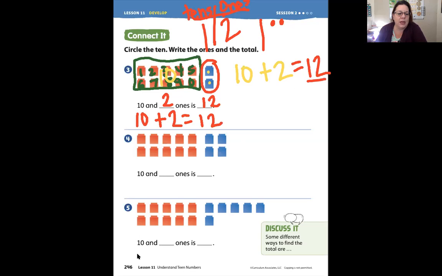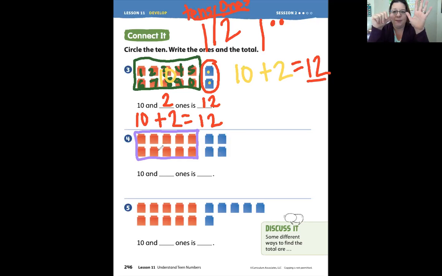All right, so now we're going to move on to the next problem. Again, we need to circle the 10 and write the ones in the total. So how many 10s do we have here in all? Do we have 10 10s? Whoa, tricky question. How many 10s? How many groups of 10? So when I go like this, do I have 10 10s in my hand? No, I have one group of 10.